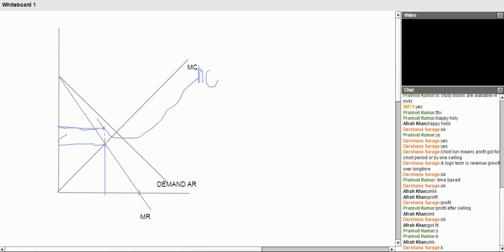So this is the area of supernormal profit for a firm in monopolistic competition. Okay, now the firm is having supernormal profit over here. It is having supernormal profit because its cost is less than its revenue. The revenue is more and the cost is less. So this is the supernormal profit. Alright.